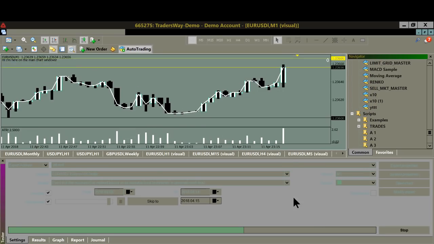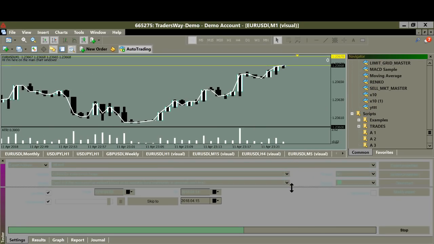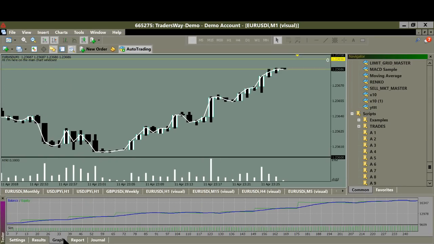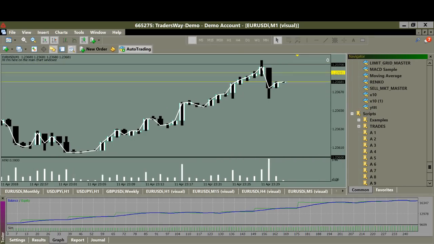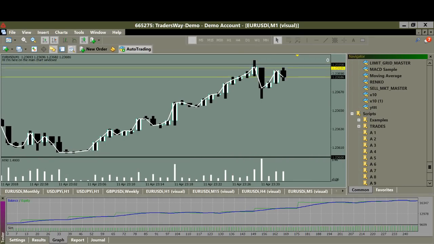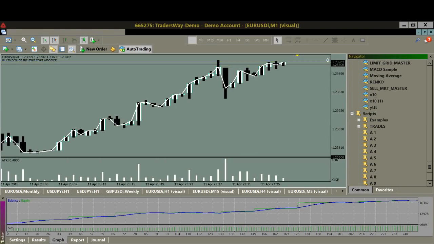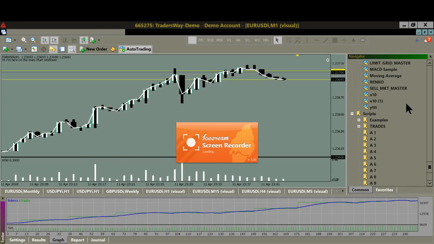I got a fixed pip spread. I chose a fixed pip of 1. I'm on the 1 minute chart, and I'm playing it back. Let me see. So yeah, it traded really hard when the market really moved hard. And the more volatile it is, the better it is for the EA to trade.